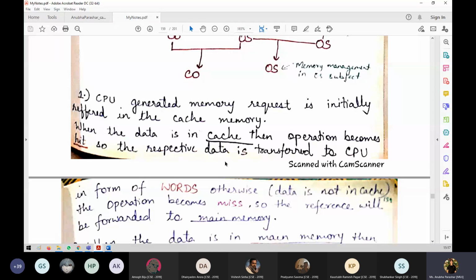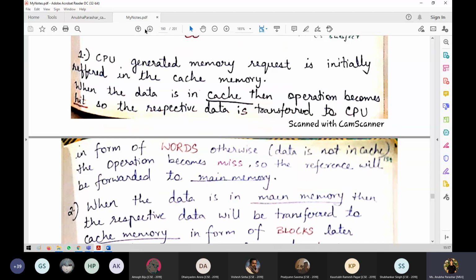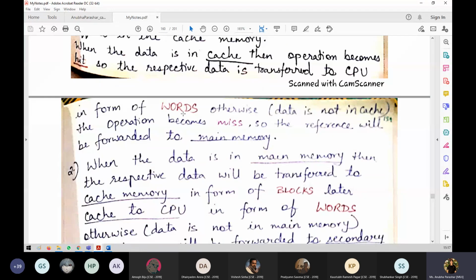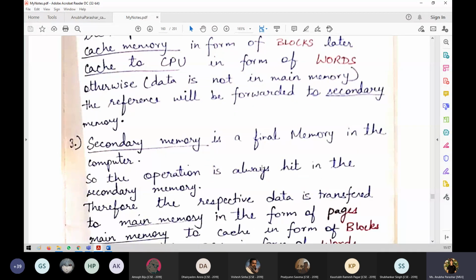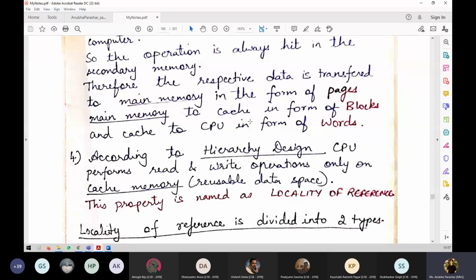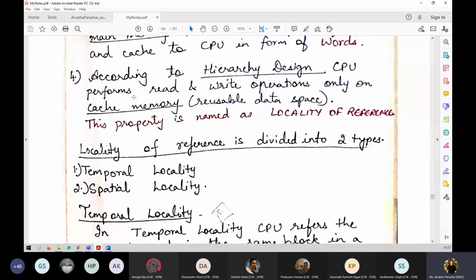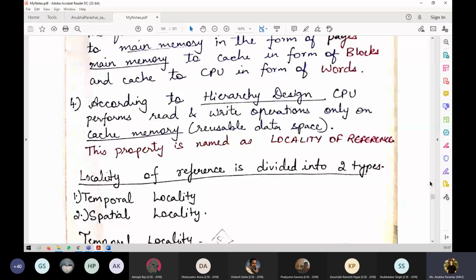Now we go next. The CPU generates a memory request and it is initially referred to the cache memory. All this you can read: if a word is requested, whatever I've explained, there is a miss, and we have seen word, blocks, and secondary memory. Now, this fourth point.